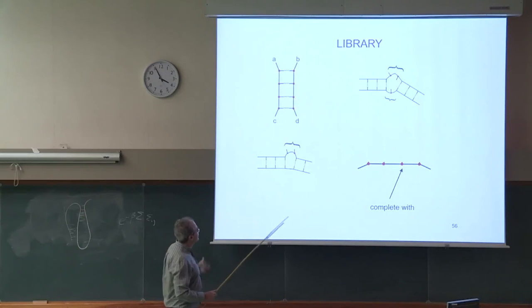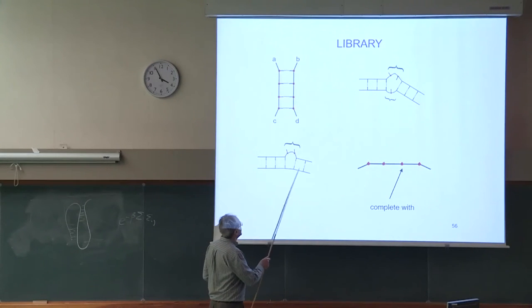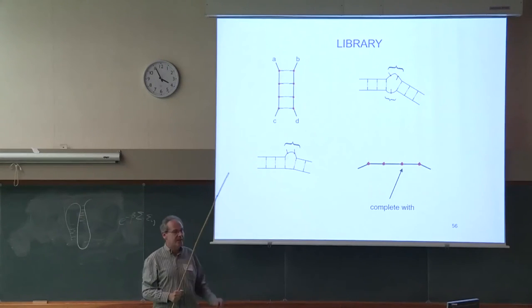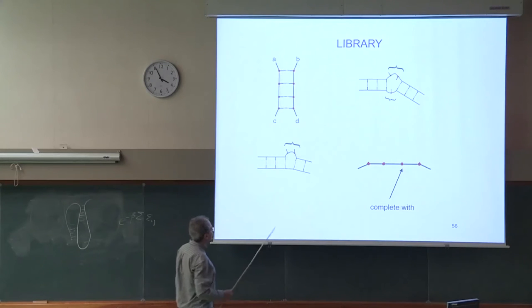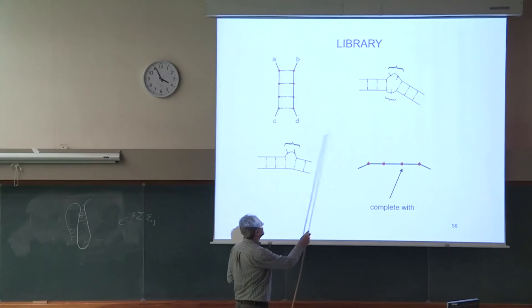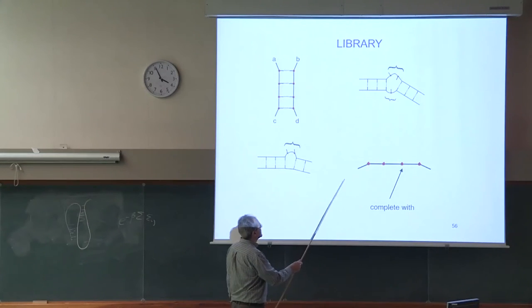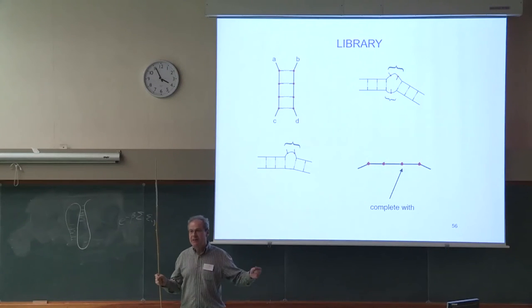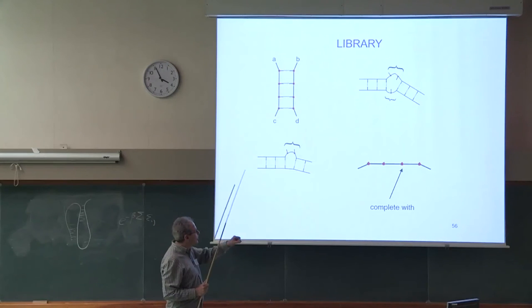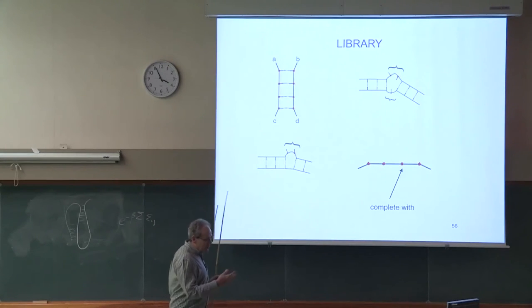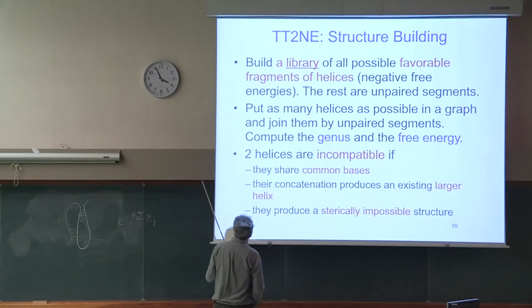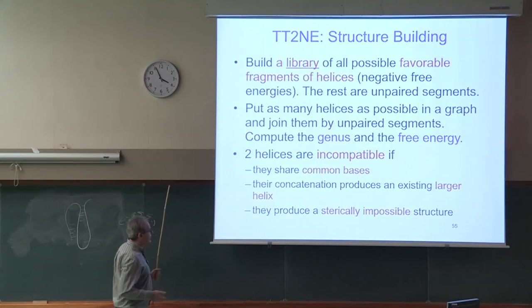In such a way that, of course, the bases which are in one of these fragments cannot be in another, so there are some compatibility rules. Once you have put as many as you want in the system, you complete with empty bases. In other words, you complete the graph. So then what you can do, we have used two ways to do it.